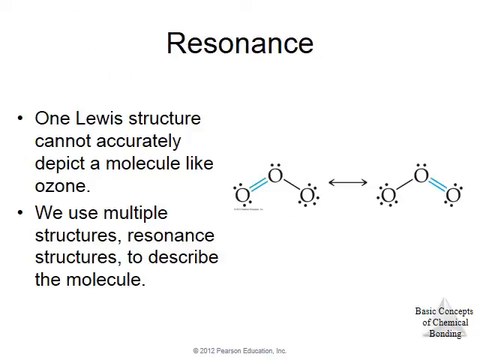So what we learned so far, and a number of times you'd find this, is that one Lewis structure cannot accurately depict a molecule like ozone. There are many other molecules like that where a single Lewis structure cannot sufficiently explain all the bond lengths, bond strengths, and angles of that molecule. So when there are multiple structures possible, we call them resonance structures, and the whole molecule is given by the combination of all those resonance structures.